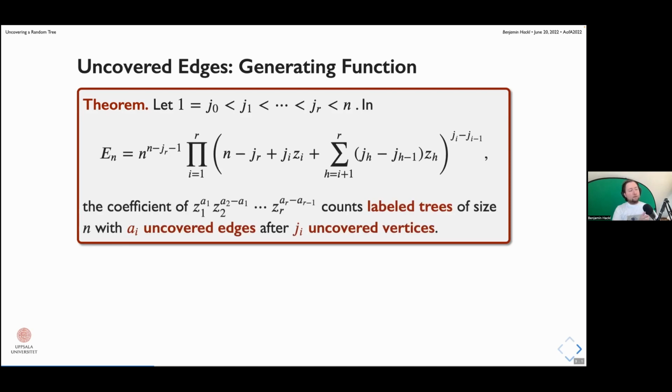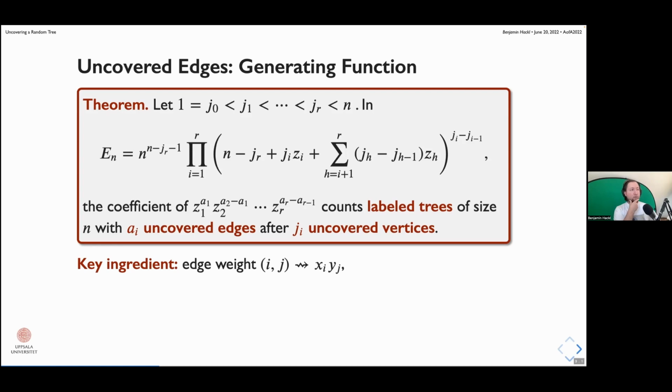And this function doesn't exactly do the thing I mentioned, but it almost does so in the sense that the variables do not track the total number of uncovered edges, but the increments between the intervals. So we know that between step J1 and J2, the coefficient of Z2 number of edges have been uncovered, and so on and so forth. Okay, so we know that. And how do we get that?